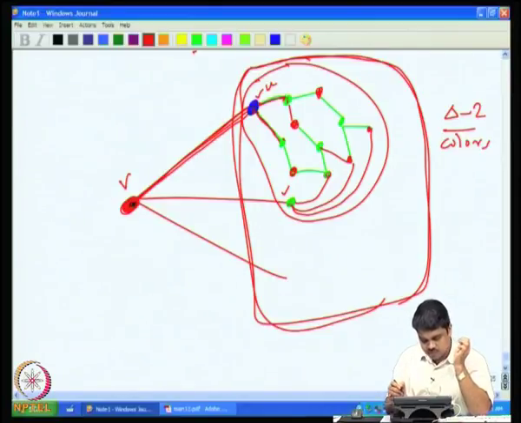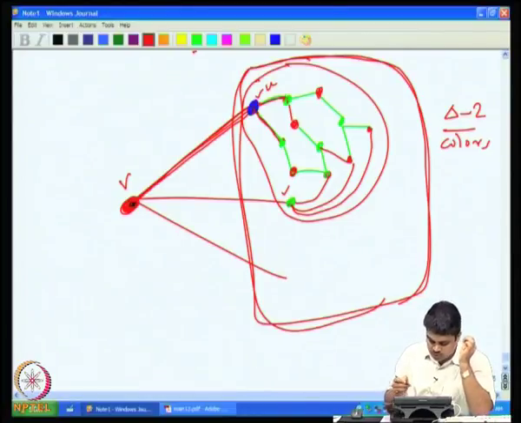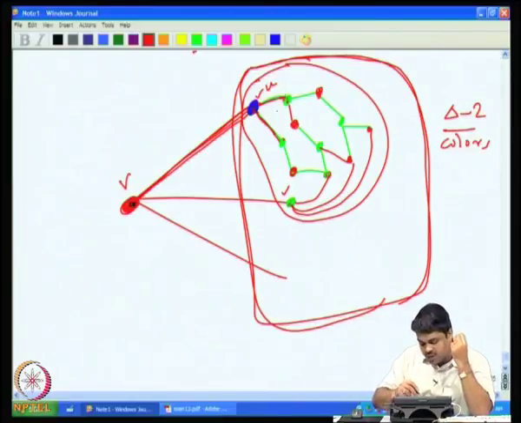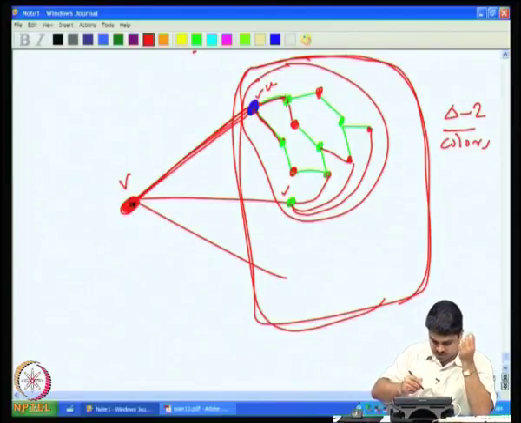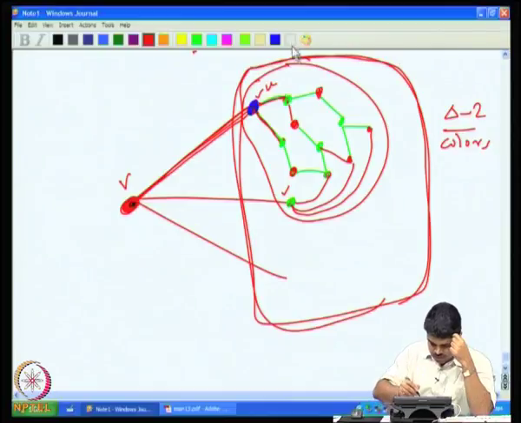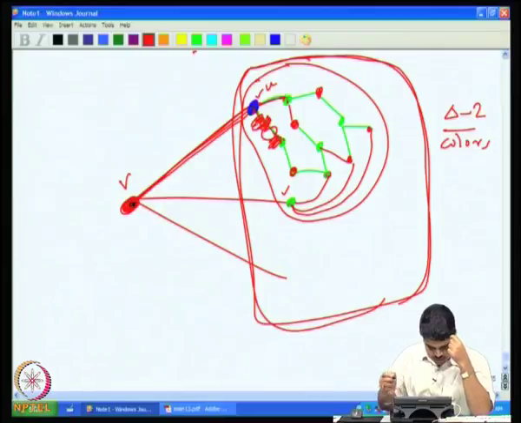So what I conclude is that this vertex u cannot have more than one green colored neighbor. So in other words, I can clearly say that this is not correct. So yeah, this picture is not correct.